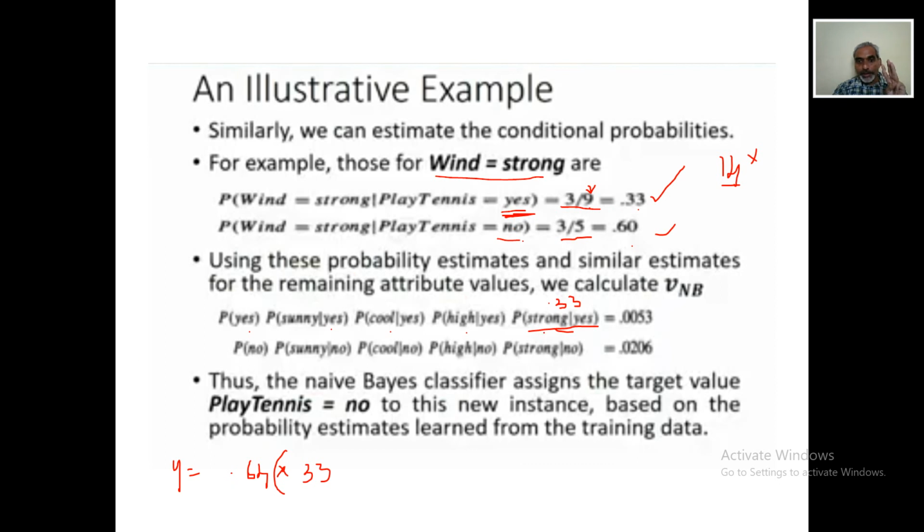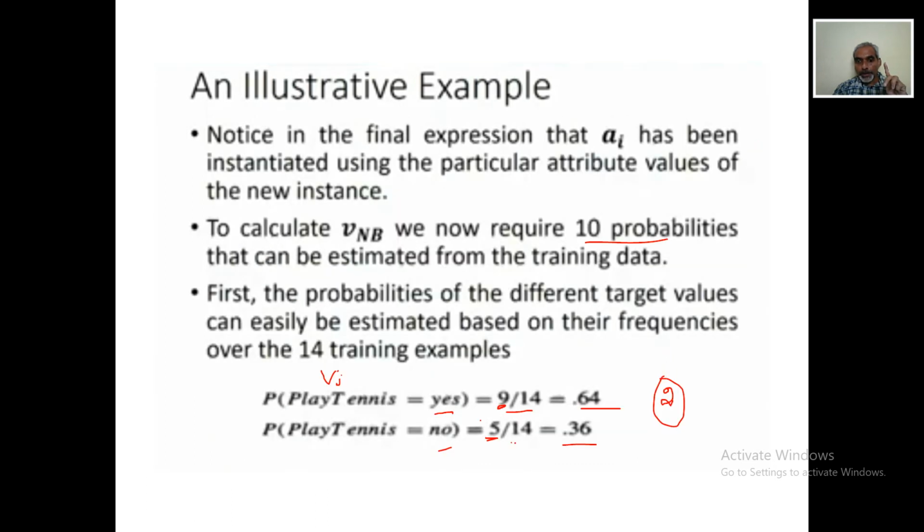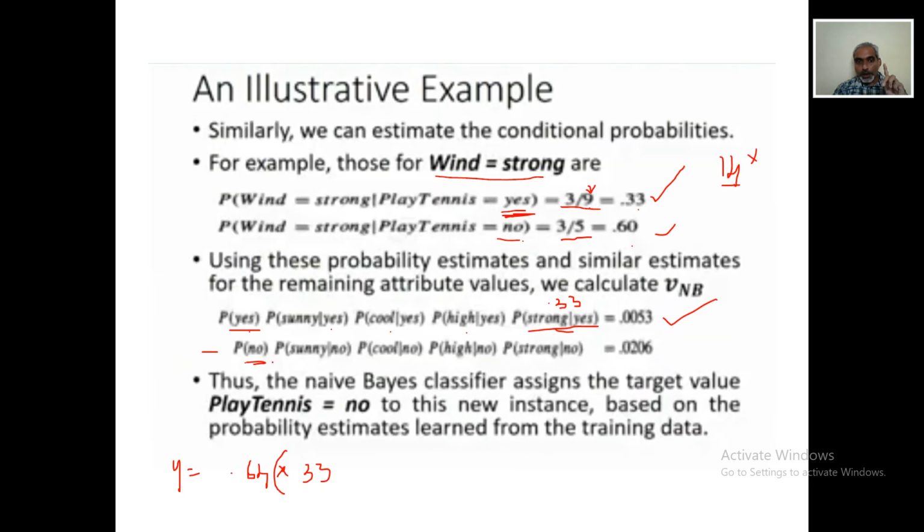And when you calculate that probability and multiply with the probability of yes, which is 0.64, you are going to get 0.0053. Similarly, take the second one, no. What is the probability of no? So the probability of no is 0.36. You take 0.36 multiplied with, in the same manner, outlook equal to sunny with respect to no. You have to look for no, and cool given no, high given no, and strong given no.